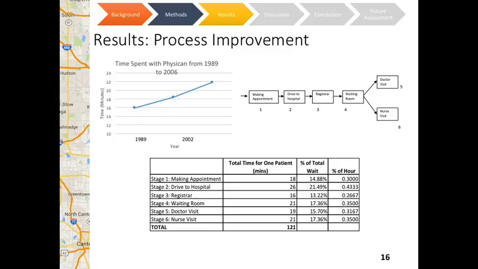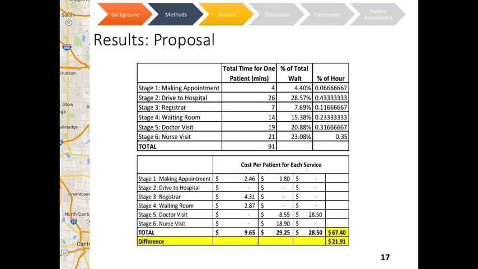I did a process improvement map of the actual process at a hospital, going from making the appointment to driving to the hospital, going to the registrar, waiting in the waiting room, and then finally either seeing a nurse or a doctor. I then looked at the percentage of total wait time based on the average number of minutes that it takes for each of those steps to occur, and then looked at it as a percentage of the total hour. Once this was complete, I then created a proposal to see exactly how much money and how much time could be saved if we did reduce the time it took to complete some of those different stages.